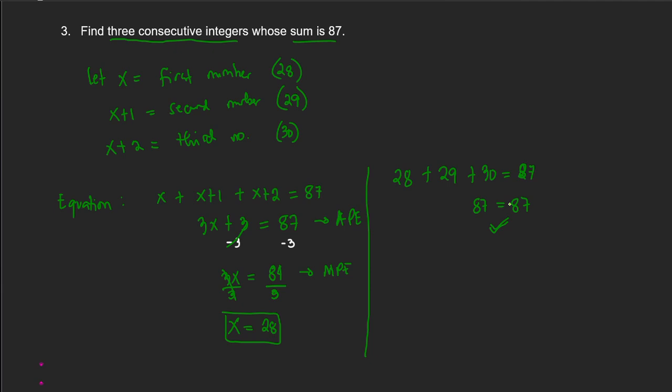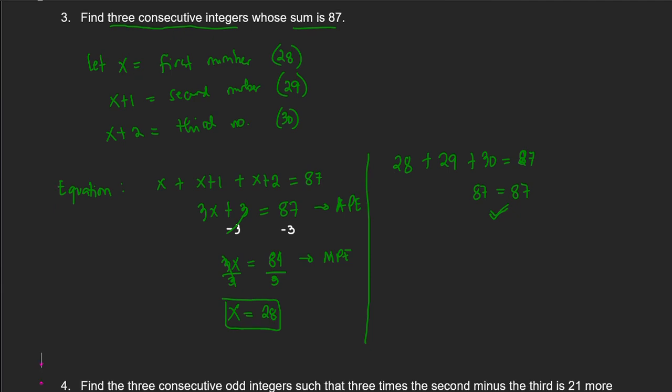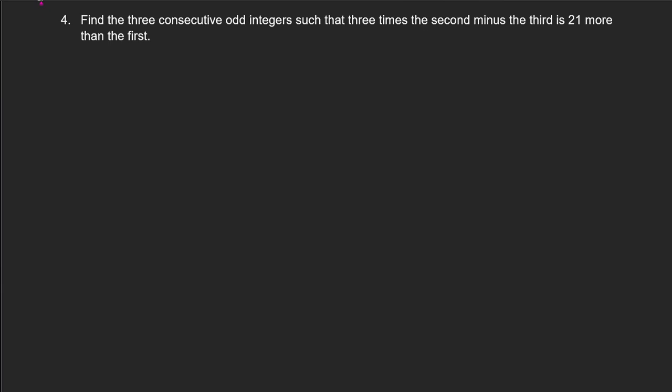First, you identify what is the unknown quantity. You assign the variable for the given unknown quantity, you formulate your equation, then solve the problem. Yun lang, yung apat na process. Okay? Now, let's try another example, which is yung number 4. Na same pa din. Find the three consecutive odd numbers or odd integers. Pag sinabi nating odd, ano ibig sabihin niya?